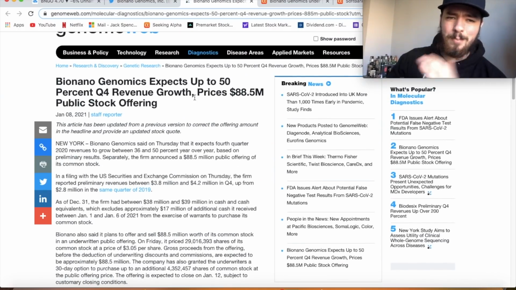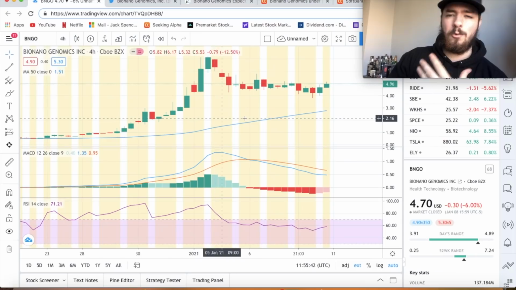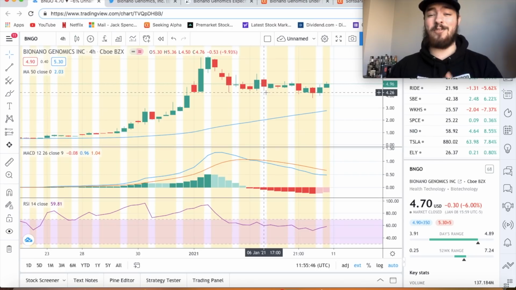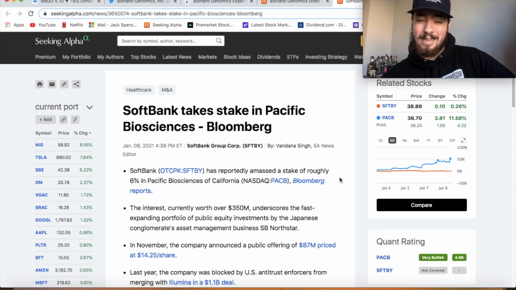We'll go through this article here, speaking about the revenue growth and the public offering. We'll speak about the price action. We actually have somewhat of a period of consolidation over the last few days, which is interesting for this company in particular. I want to briefly speak about SoftBank taking a stake in Pacific Biosciences, okay? ARK Invest's biggest holding in their ARKG. I did think it was quite interesting to see this happening, so we'll just touch on it towards the end.